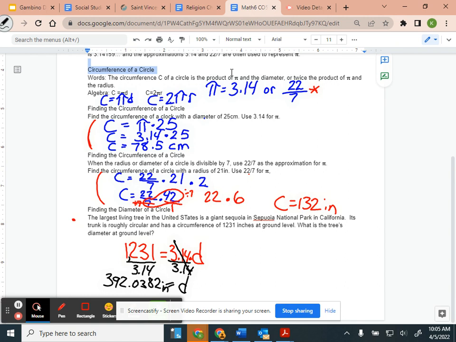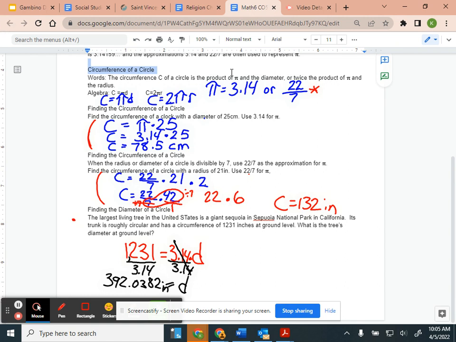But the point is, do we understand how to find the diameter? Yes. It's the same thing that we've been doing. Solve for your variable. If we're multiplying, do the opposite and divide. So you get the variable by itself.